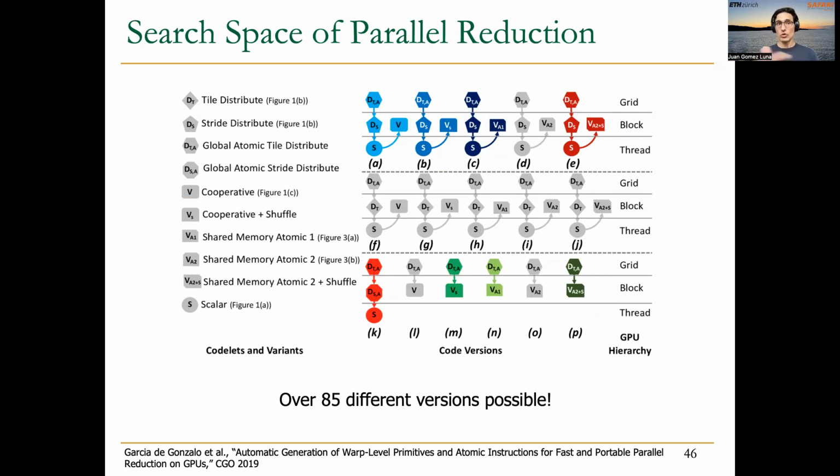There is a huge search space for the parallel reduction, and that's something that different libraries and compilers explore automatically in order to find the best version for different architectures. That's something that we did in a recent paper where we compare up to 85 different versions of the parallel reduction.